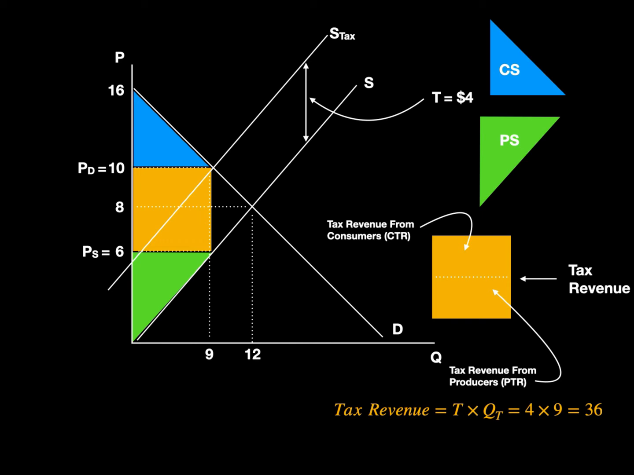In the free market, consumers paid a price of $8. Now that a tax has been imposed on suppliers, consumers now pay a price of $10. So consumers are paying $2 of tax on each unit they purchase.